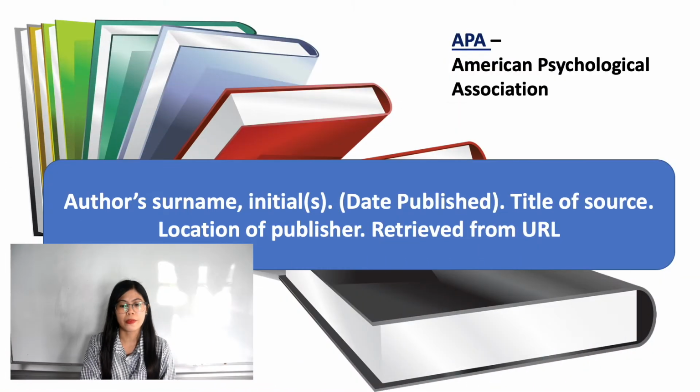Psychological Association. In citing bibliography, you have to indicate first the surname of the author, followed by a comma, then the first letter of his or her name, followed by a period, and then enclose the date when it was published in parentheses and put a period. Next part is the title of the source, and then put a period. Then the location of the publisher, and after that, put a period. A "retrieved from" URL is used if the source is an online source.